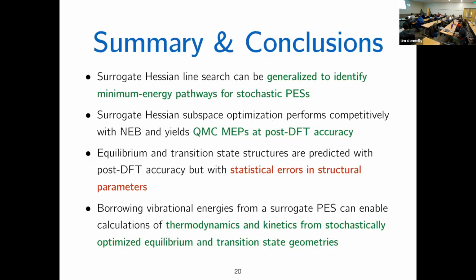Okay, and so that was it actually. We have seen that we can generalize the surrogate Hessian approach to identify MEPs for stochastic potential energy surfaces, and it performs competitively with nudged elastic band at identifying paths with post-DFT accuracy.